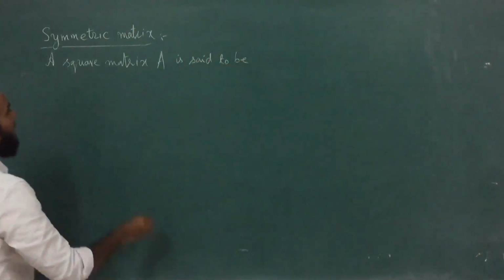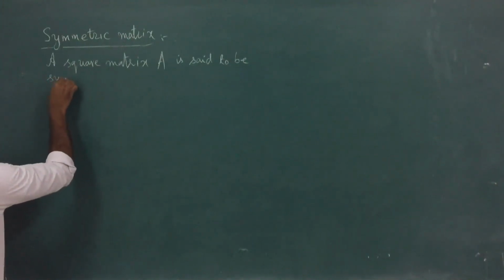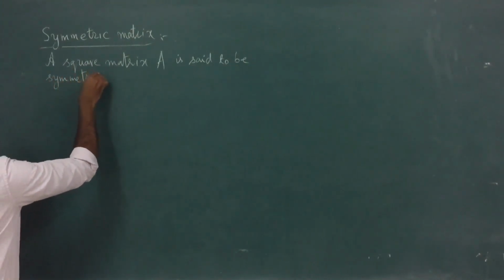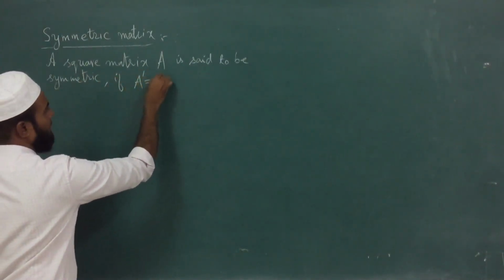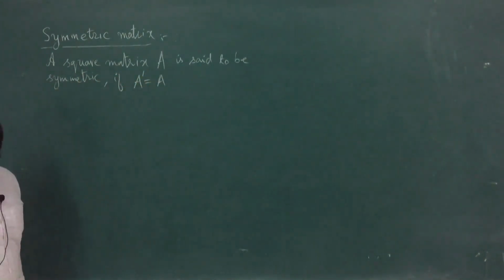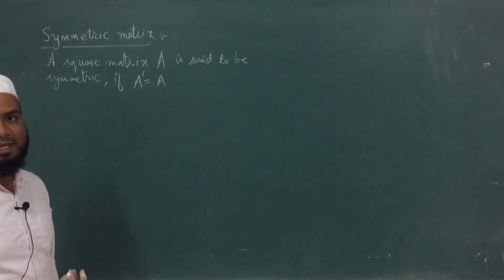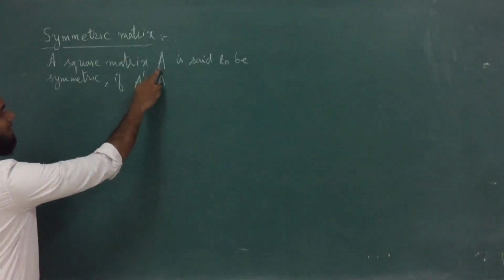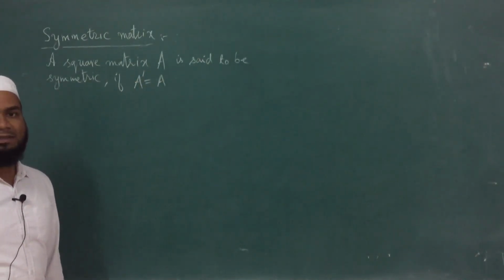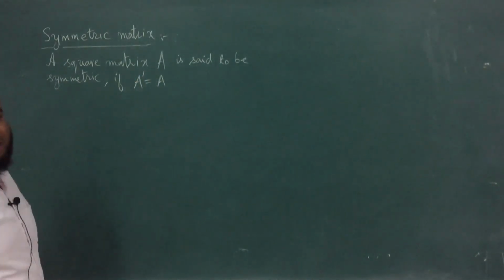A square matrix A is said to be symmetric. What is the definition? If A transpose is itself, right? If I find the transpose of the square matrix A and I am getting the same matrix A, then we say that the matrix A is symmetric. This is the definition of a symmetric matrix, right?